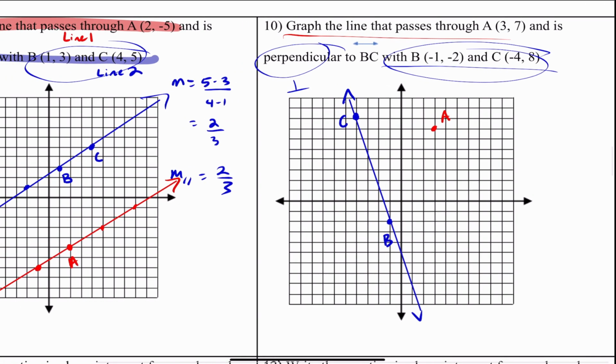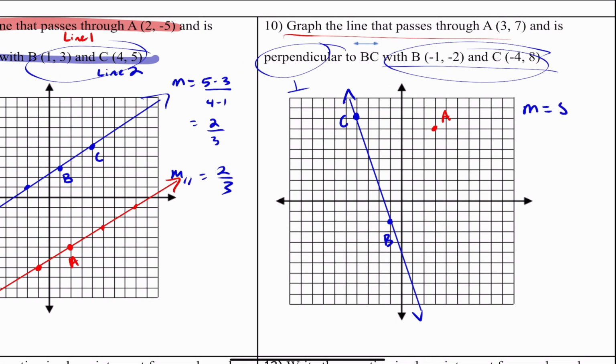So using my slope formula, I do m equals 8 minus negative 2, which is 8 plus 2, over negative 4 minus negative 1, which is negative 4 plus 1. That's 10 over negative 3. So that's my original slope, but remember, we're dealing with perpendicular here, so that means I need to change the sign. That's positive, flip the fraction, which is going to be 3 over 10, okay? So then that means we're going to rise 3 to the right 10.